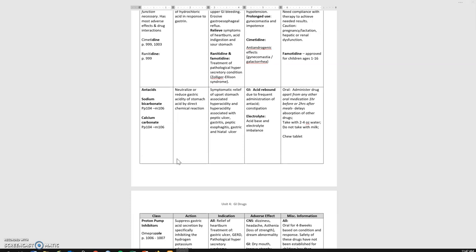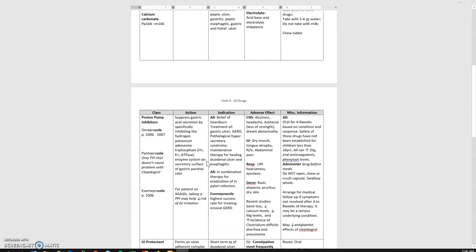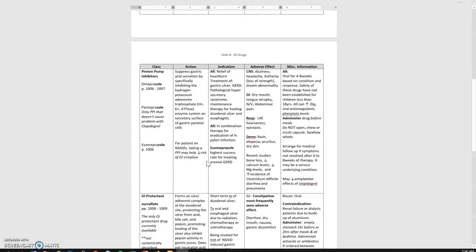You also need to take it with 2 to 4 ounces of water, and do not take it with milk because that will prevent absorption. Also, if it comes in a tablet, the patient needs to chew that tablet, not swallow it whole. The next class of drugs are the proton pump inhibitors, and if you will notice, they end in ZOLE, as I've bolded that. Omeprazole, pantoprazole, and esomeprazole are the 3 drugs listed in the class.